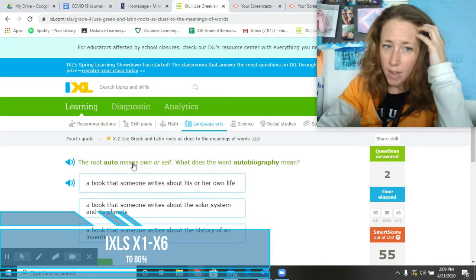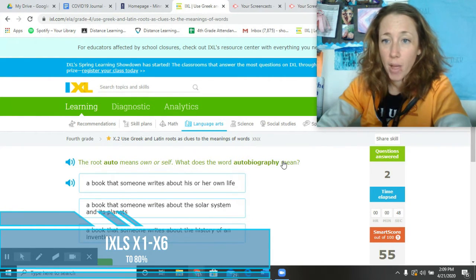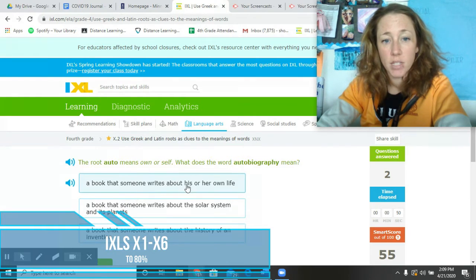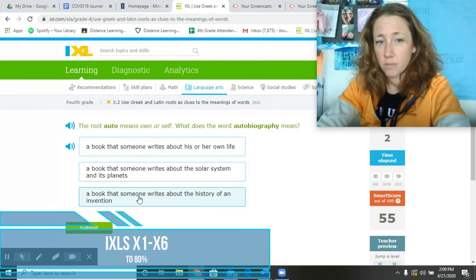The root auto means own or self. So what does the word biography, autobiography mean? A book that someone writes about his or her own life. A book that someone writes about the solar system and its planets. And now auto means own or self, so which would make sense? A book that someone writes about the history of an invention. So if it's own or self, the only one that can make sense is a book that someone writes about his or her own life.